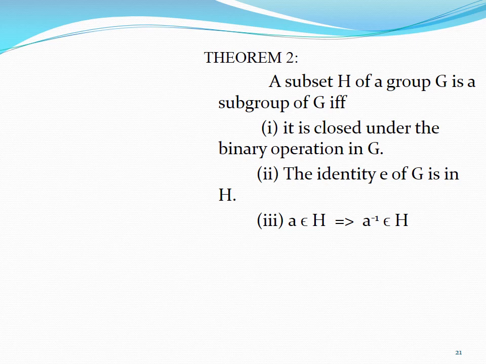So if these three conditions are satisfied, it is a subgroup. Subgroup means these conditions hold. If the three conditions hold, it is a subgroup. Trivial proof.